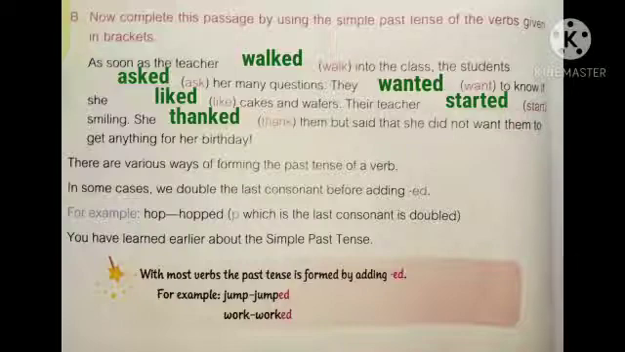Right? You have learned earlier about the simple past tense. So, in previous class, I taught you what is simple past tense. With most verbs, the past tense is formed by adding ed. In most of the verb words, we add ed at the end and it is known as past tense. For example, jump, jumped, work, worked. So you can see at the end ed is added to form past tense.